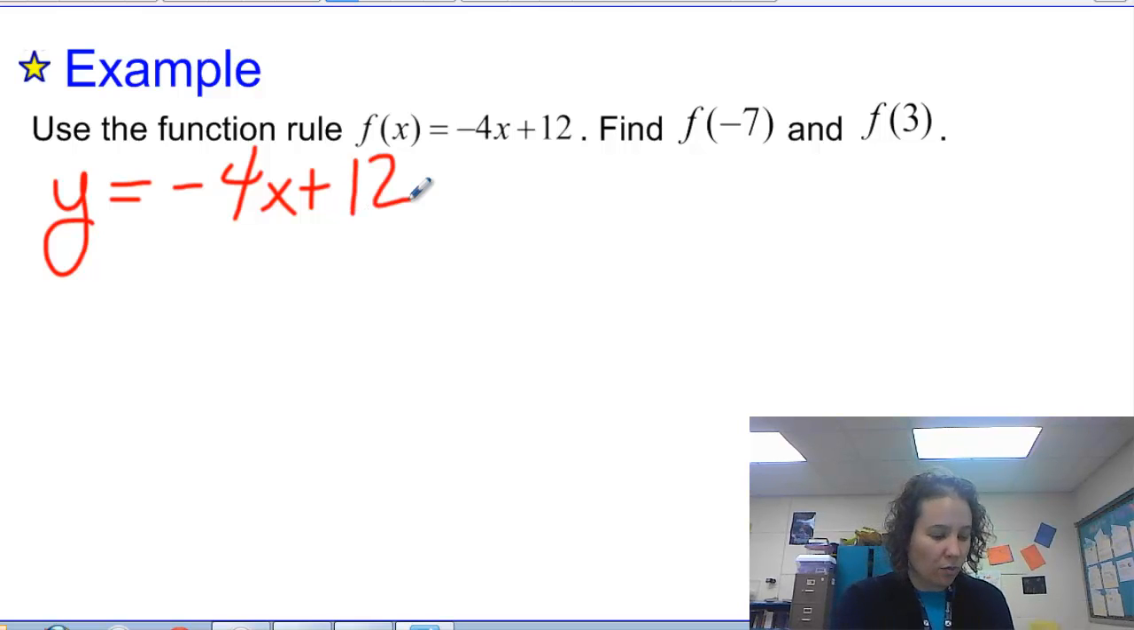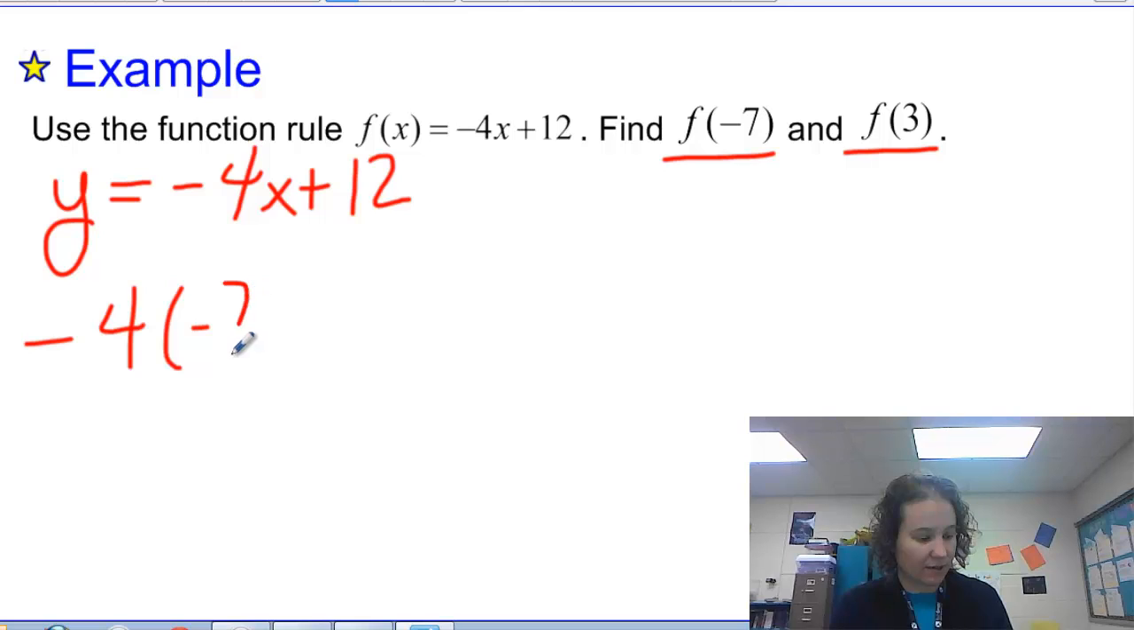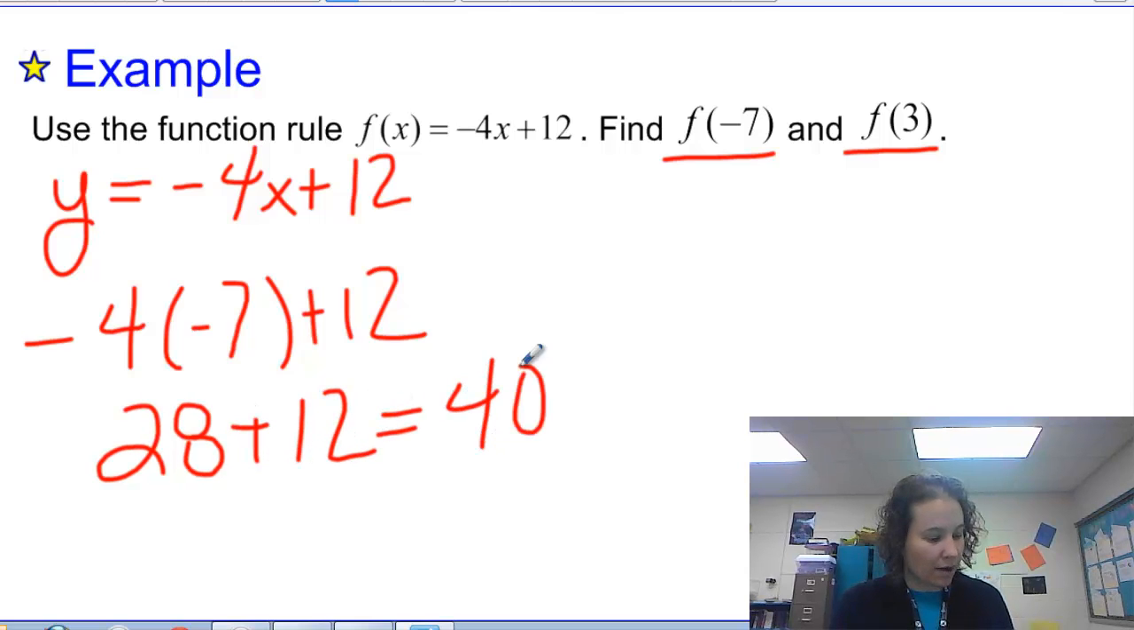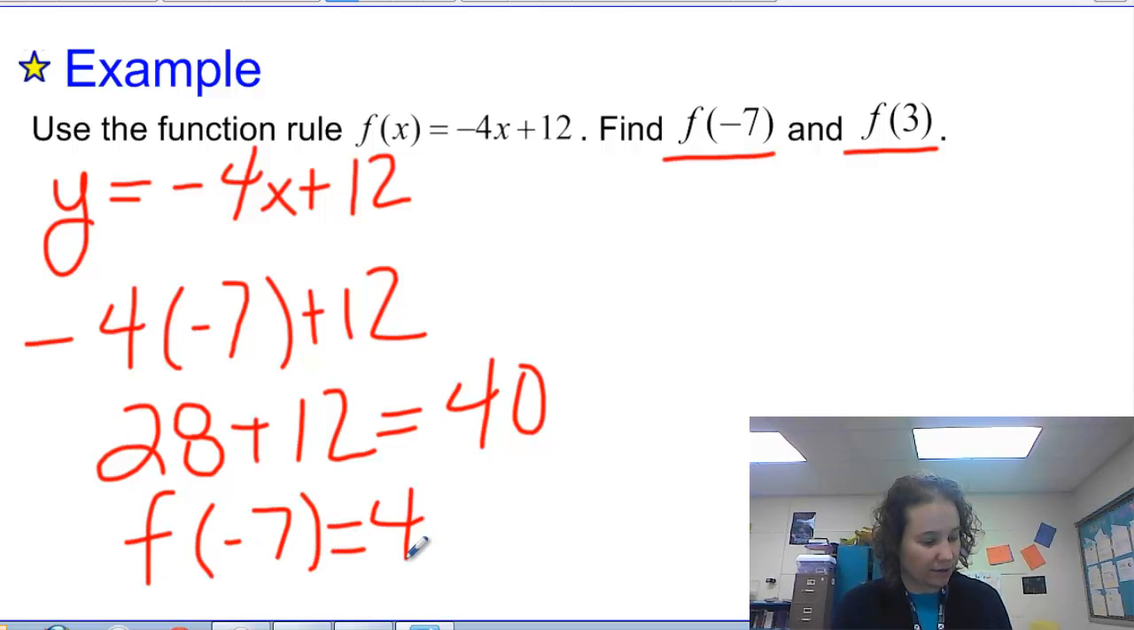Over here, where it's telling me to find f of negative 7 and f of 3, that just means substitute negative 7 in for my input variable x, and substitute 3 in for my input variable x. So I'm going to substitute negative 7 and 3 in and see what I get for y. Negative 4 times negative 7 plus 12 gives me a positive 28 plus 12, which equals 40. So I would say f of negative 7 equals 40.